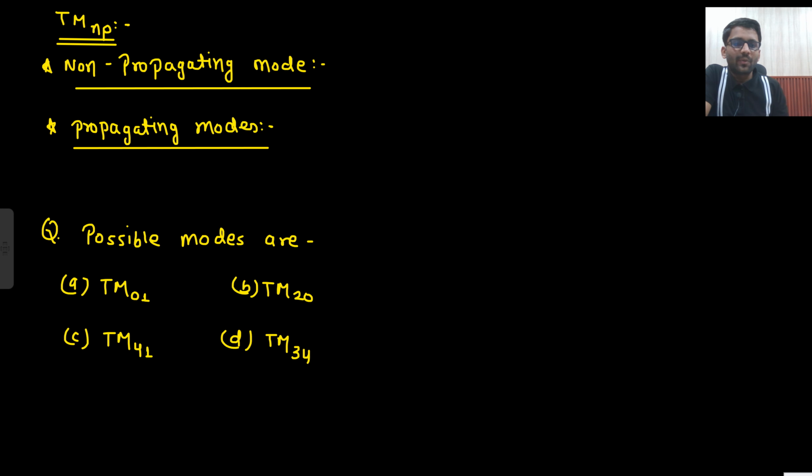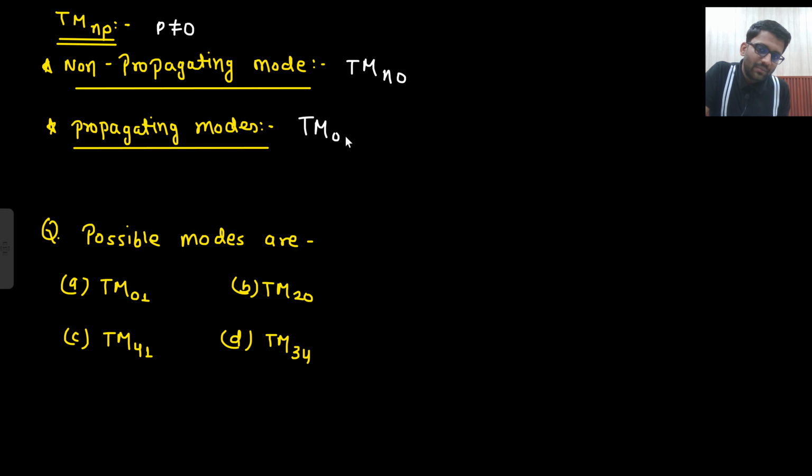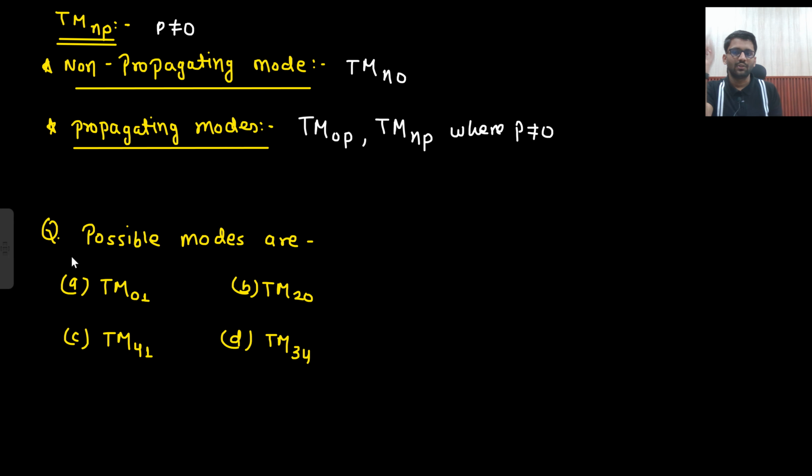Now what will be the non-propagating modes? What do you think? What I know is that the p value can never be 0. Those will be the non-propagating modes. That means TM n 0 will be the non-propagating mode. Rest all are propagating. That means TM 0p is propagating, TM np is also propagating, where p is not equal to 0. So the only condition is p cannot be 0. So which of the modes are propagating? This is possible, this is possible, this is possible, this is not possible.